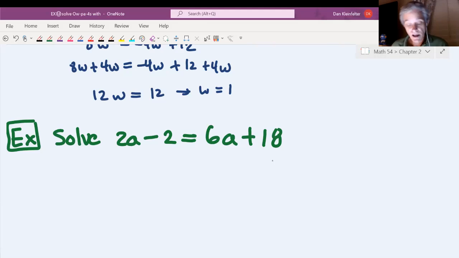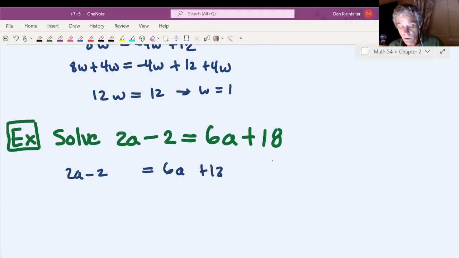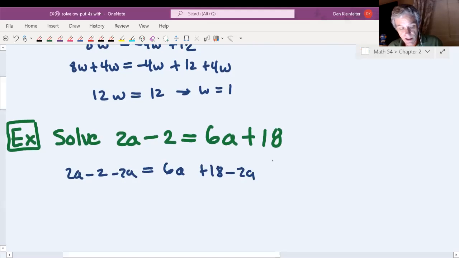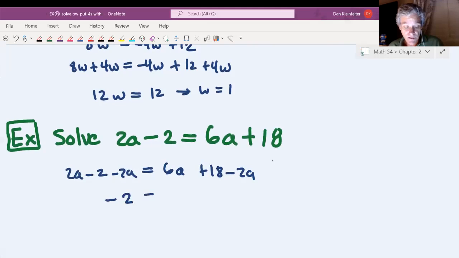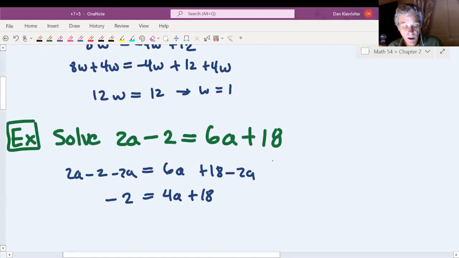Either way is okay. I think I will, we haven't had the variable on the right, so I'm going to take and subtract 2a from both sides. Okay, so we're subtracting 2a. I'd better do it on both sides. So 2a minus 2a on the left will leave us just the negative 2. And then on the right side, 6a minus 2a is 4a.